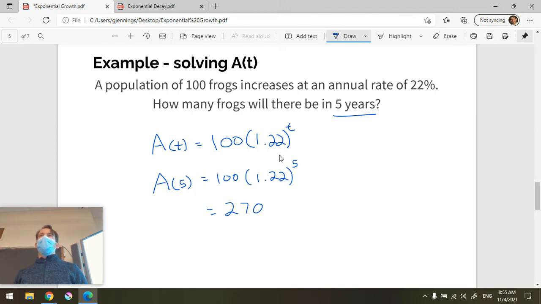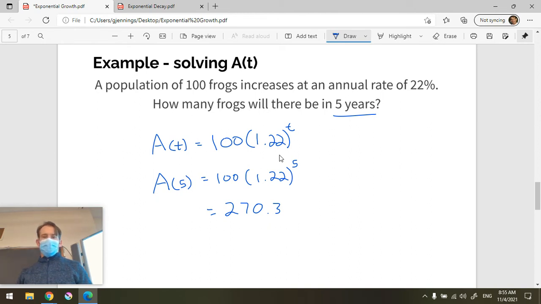270.3. Can I have 0.3 frogs? No? So it's about this many. Yeah, right. That's very good. So here, 270.3. I can actually keep these decimals. Why? Even though I can't have 0.3 frogs.